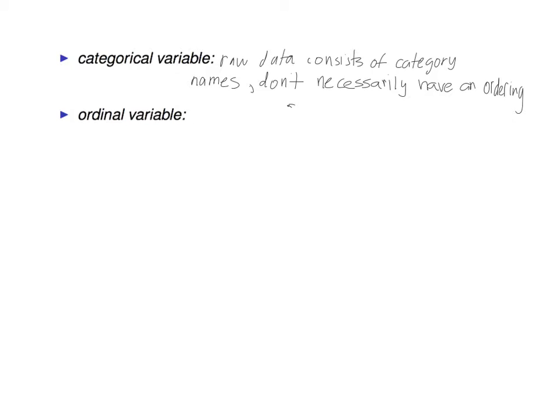Just reset it. Okay, and if these categorical variables do have an ordering, all of a sudden they're called ordinal variables. So ordinal variables are categorical variables for which the categories have an ordering.